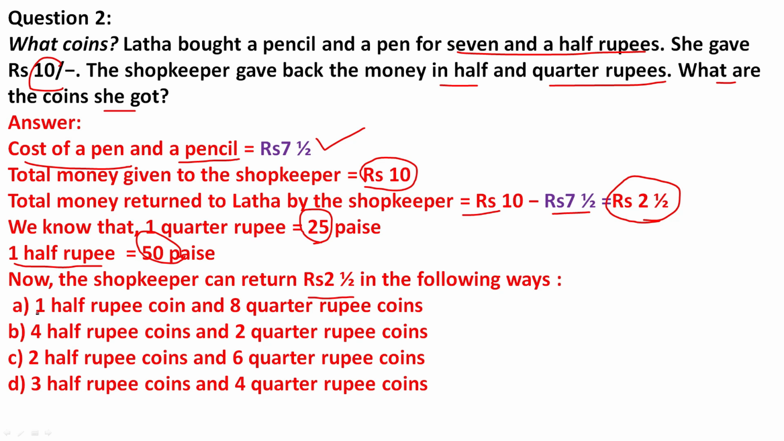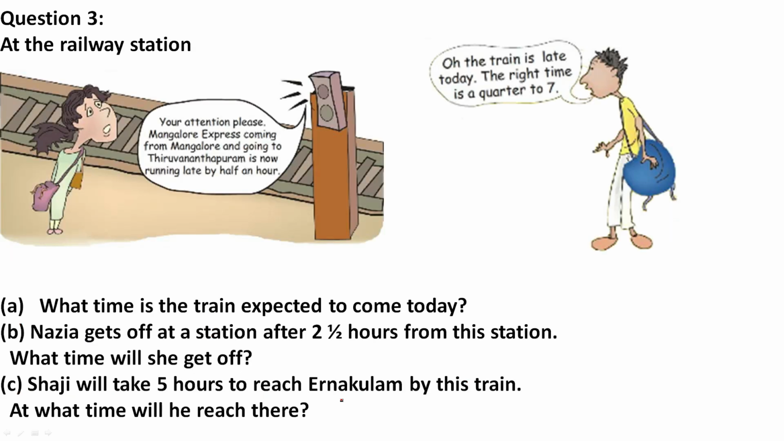The shopkeeper can give 1 half rupee and 8 quarter rupees, which will make 2 rupees 50 paise, or he can give 4 half rupee coins and 2 quarter rupee coins, or 2 half rupee coins and 6 quarter rupee coins, or 3 half rupee coins and 4 quarter rupee coins, which will make 2 rupees 50 paise.